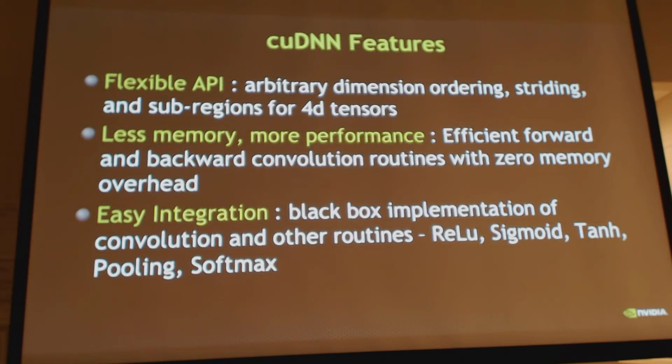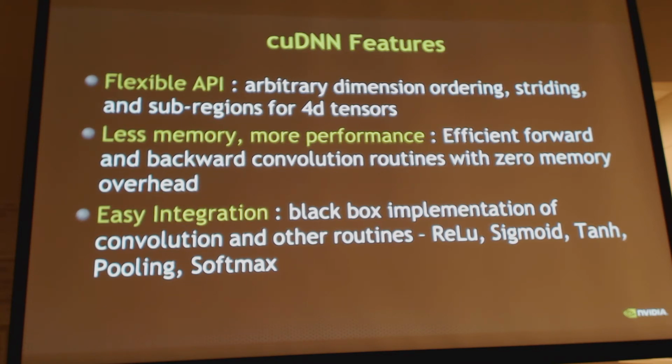cuDNN implements this and a little bit more. Here are a couple of our guiding principles. The first is to have a really flexible API, because people have played around a lot with, for instance, the ordering of the data, the layout. They have different kinds of striding, and some people like to crop their images differently. So we like to have an API that supports all of this. So irrespective of what you support in your neural network framework, this should be compatible with that.